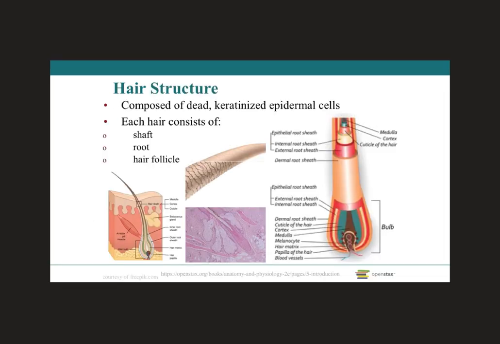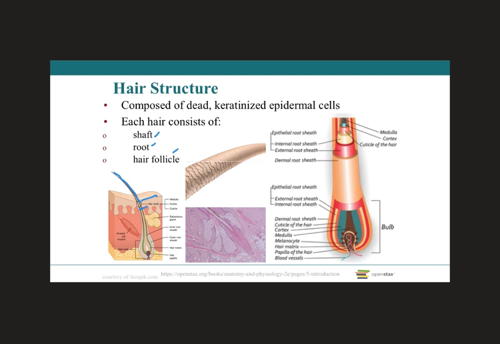With regards to hair structure, each hair is composed of columns of dead keratinized epidermal cells that are bonded together by extracellular proteins. The hair is actually divided into three parts: the shaft, the root, and the hair follicle. The hair shaft is the superficial portion of the hair. Most of it will project from the surface of the skin, but it does start beneath the surface of the skin, as you can see here on this image.